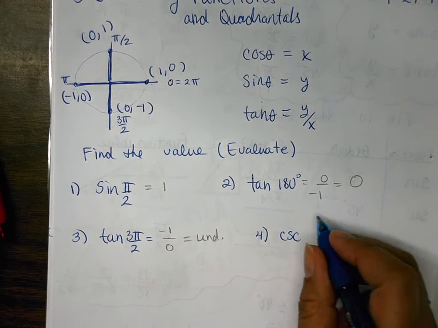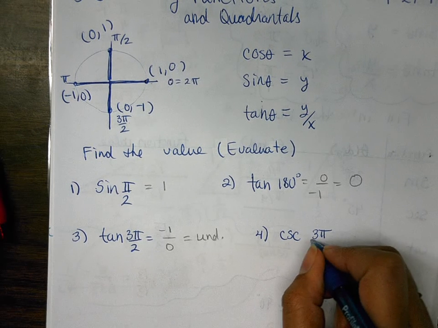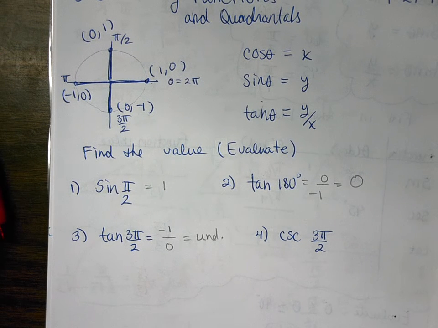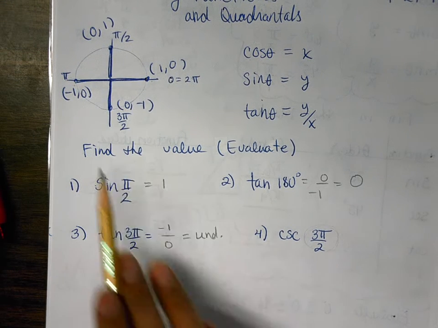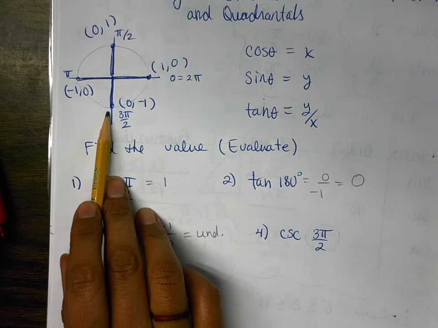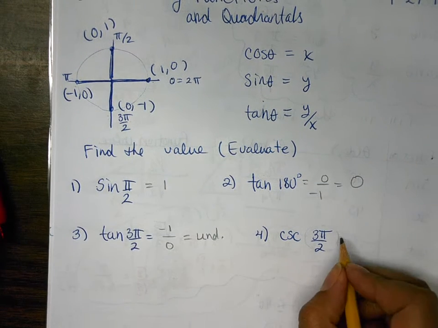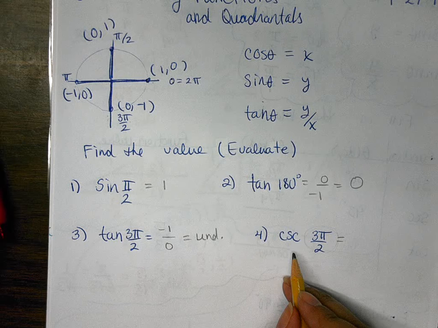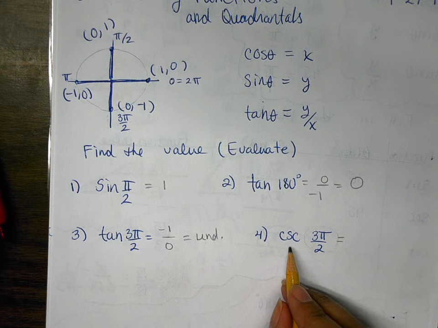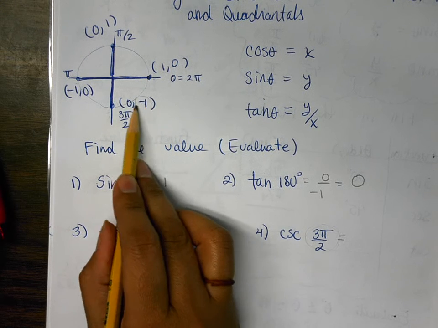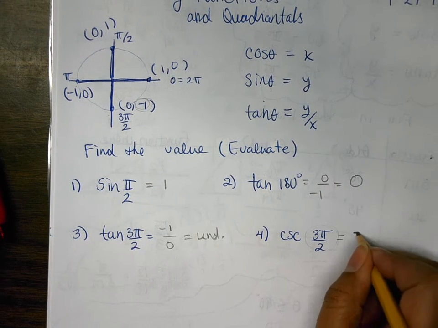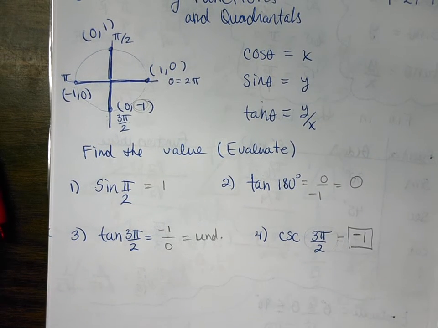Cosecant of 3 pi over 2. So when you're dealing with reciprocals, do you flip this fraction or the answer? The answer. So 3 pi over 2 is just regular 3 pi over 2. Cosecant's the reciprocal of what? Sine, right? So which one's sine in this ordered pair? So the reciprocal of -1 is still -1. Yes?